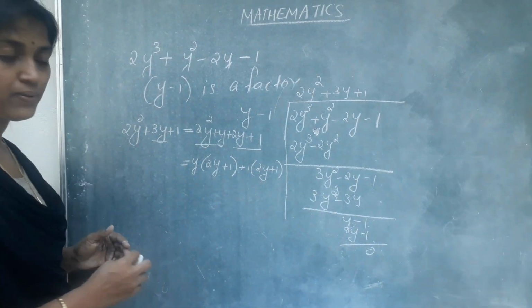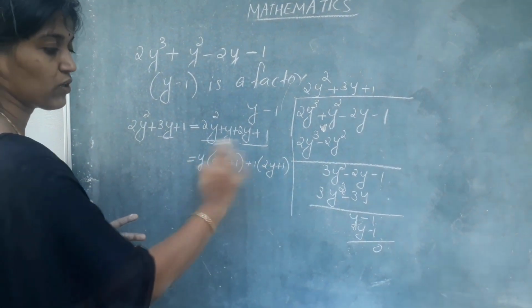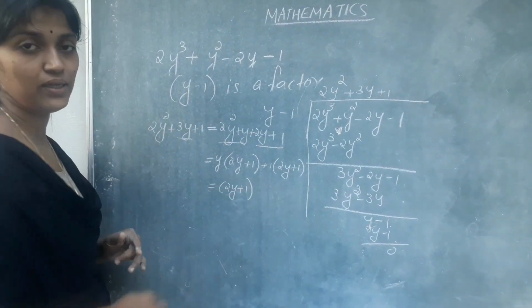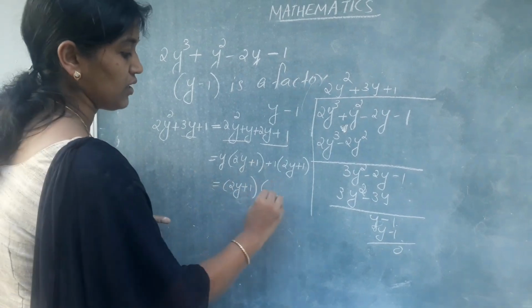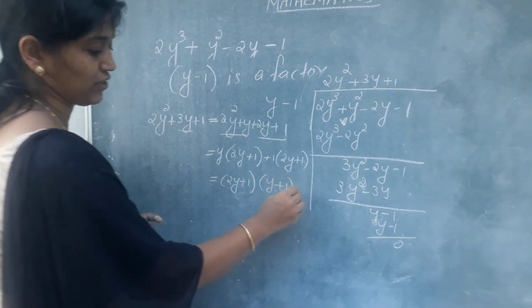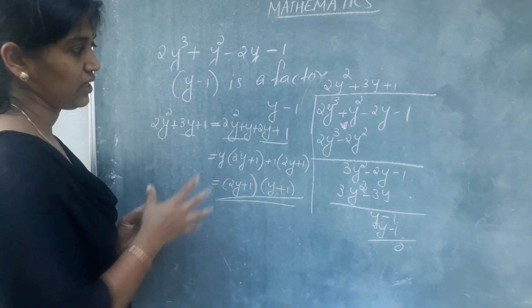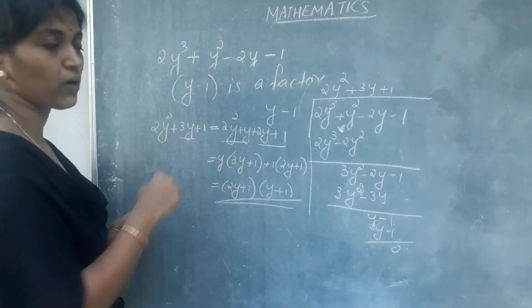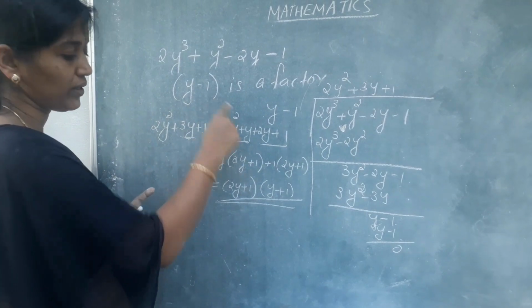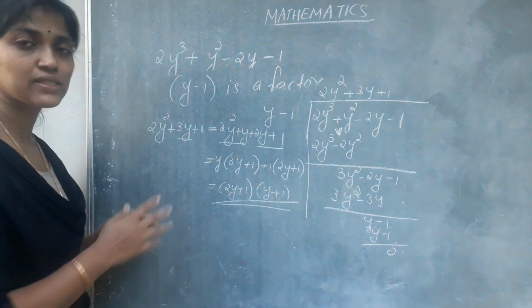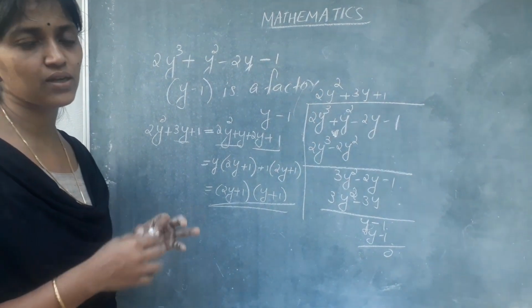What was the next step? Take again the common outside from both the terms. It is 2y plus 1 is common, and what is left? Y plus 1 is left. So the factors are 2y plus 1 and y plus 1. So which are the three factors of this cubic polynomial? One is y minus 1, next is 2y plus 1, and next is y plus 1. We have studied all those things, just we are revising it.